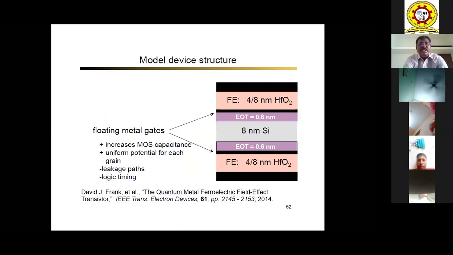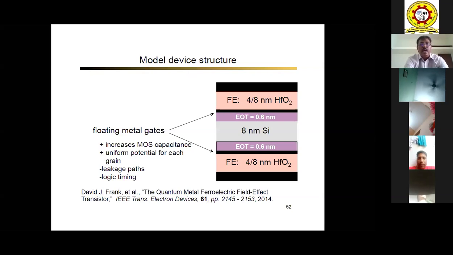And in some cases, we may have floating metal gates as well, okay? Instead of using a plain gate, we can actually improve the performance of the capacitance. When I use a metal gate, it increases capacitance and gives uniform potential for each grain, but leakage paths and logic timings are the problems. So these are the positives, and these are the negatives. As I said, for each candidate, we have plus as well as minus.